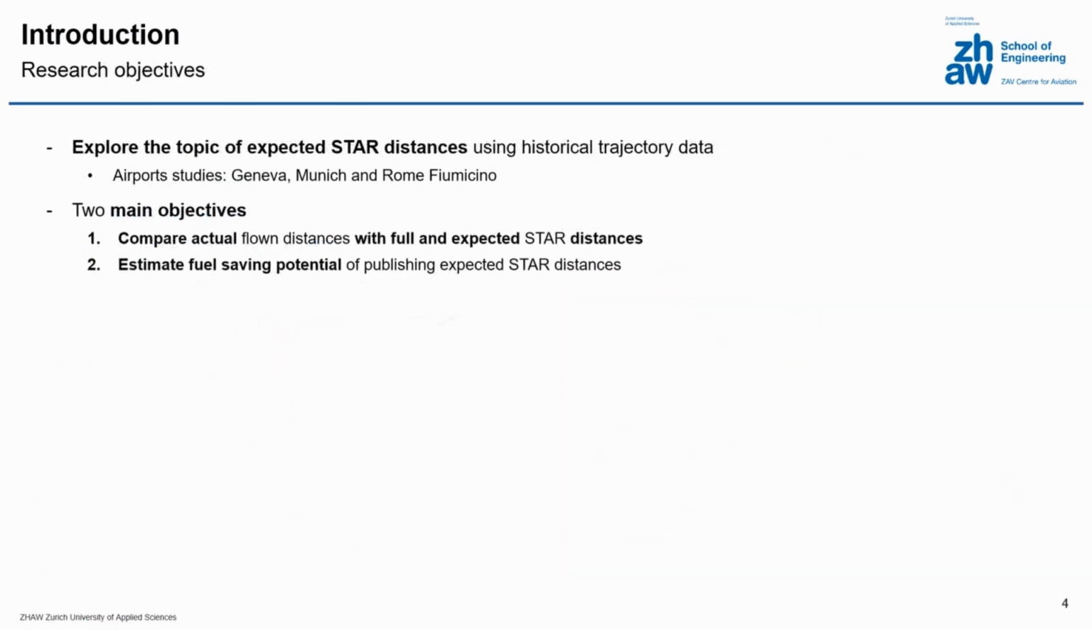So after we had heard about this problem and this interesting approach of publishing these expected distances, we thought that it would be a problem that is worthwhile exploring using historical trajectory data, which is why we decided to do just that, using the specific examples of Geneva, Munich, and Rome Fiumicino Airport.